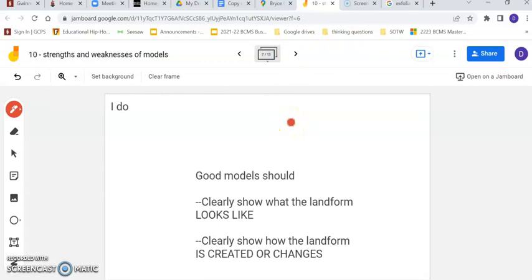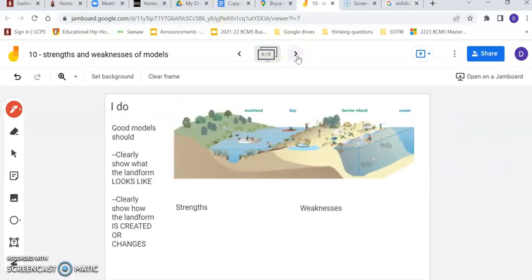The big thing to remember is that good models should do two things, not one. They should show you what the landform looks like, but they should also show you how the landform is created or how it changes. That's the key to these. Not just, oh, that's what that looks like, but where did that come from? So let's look at one together here.